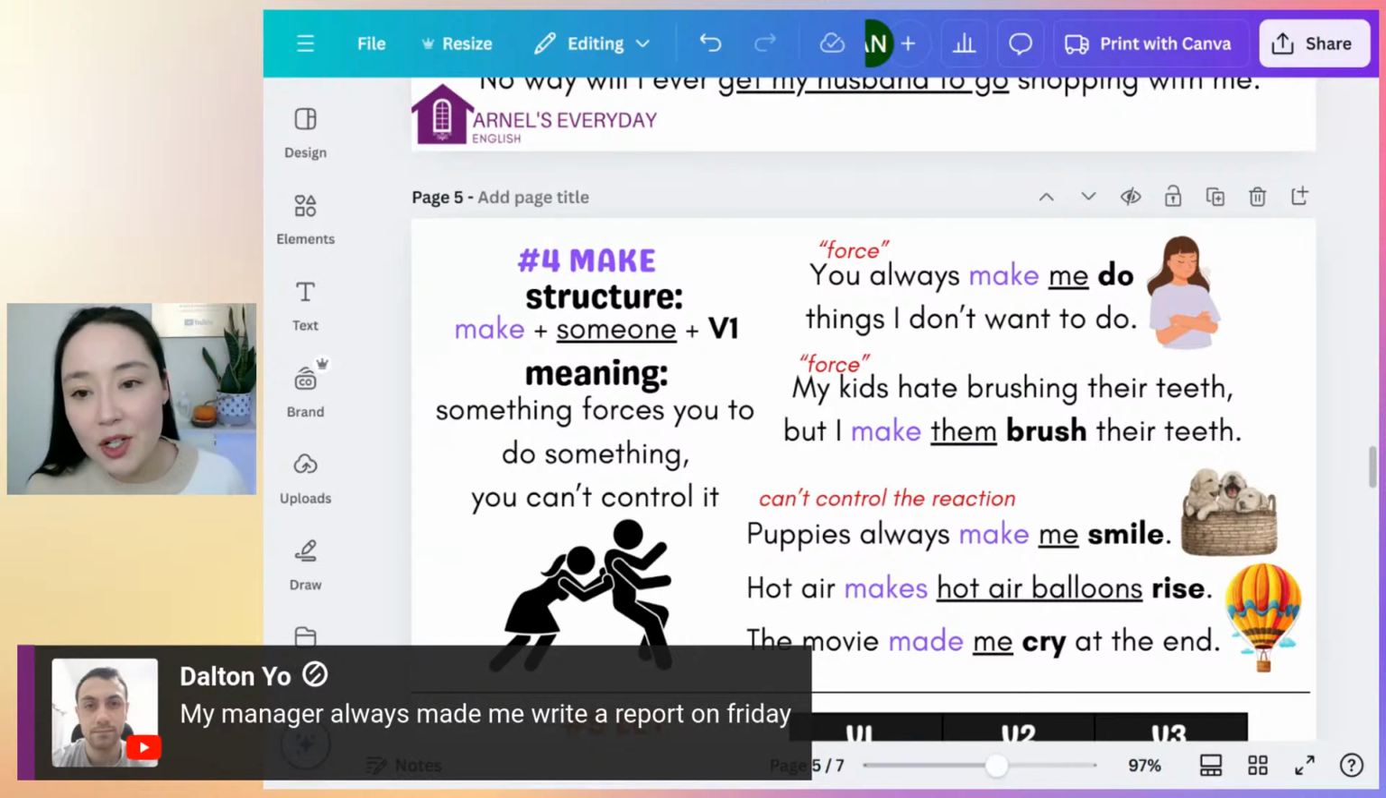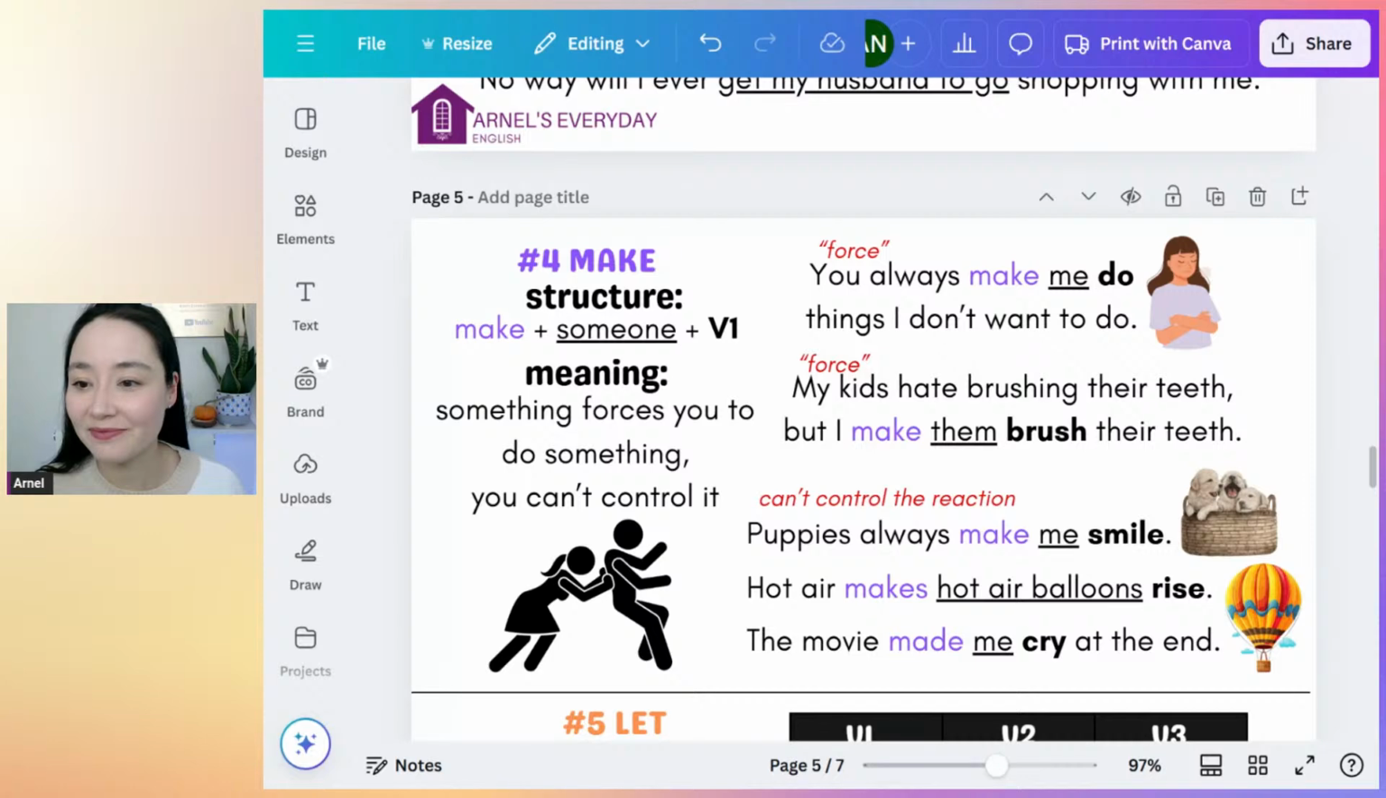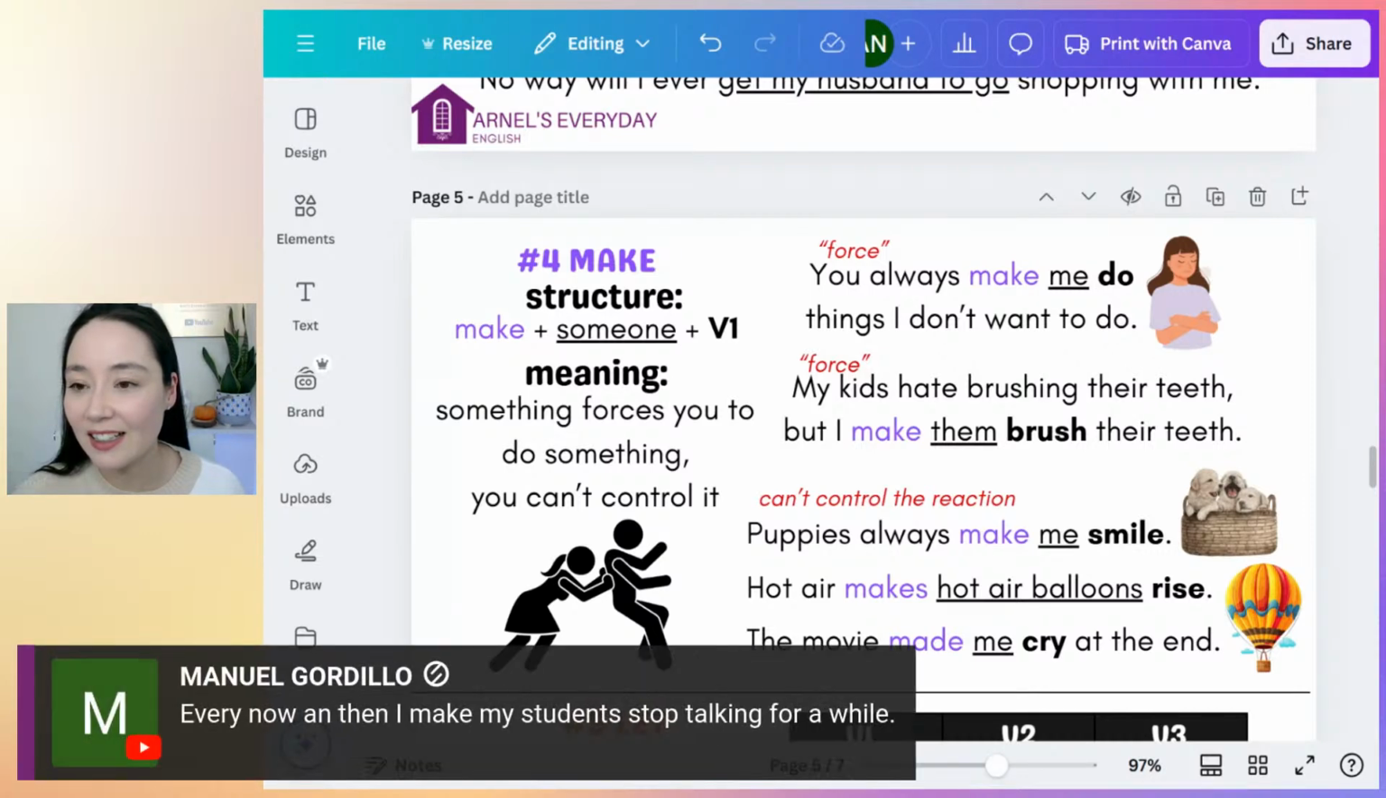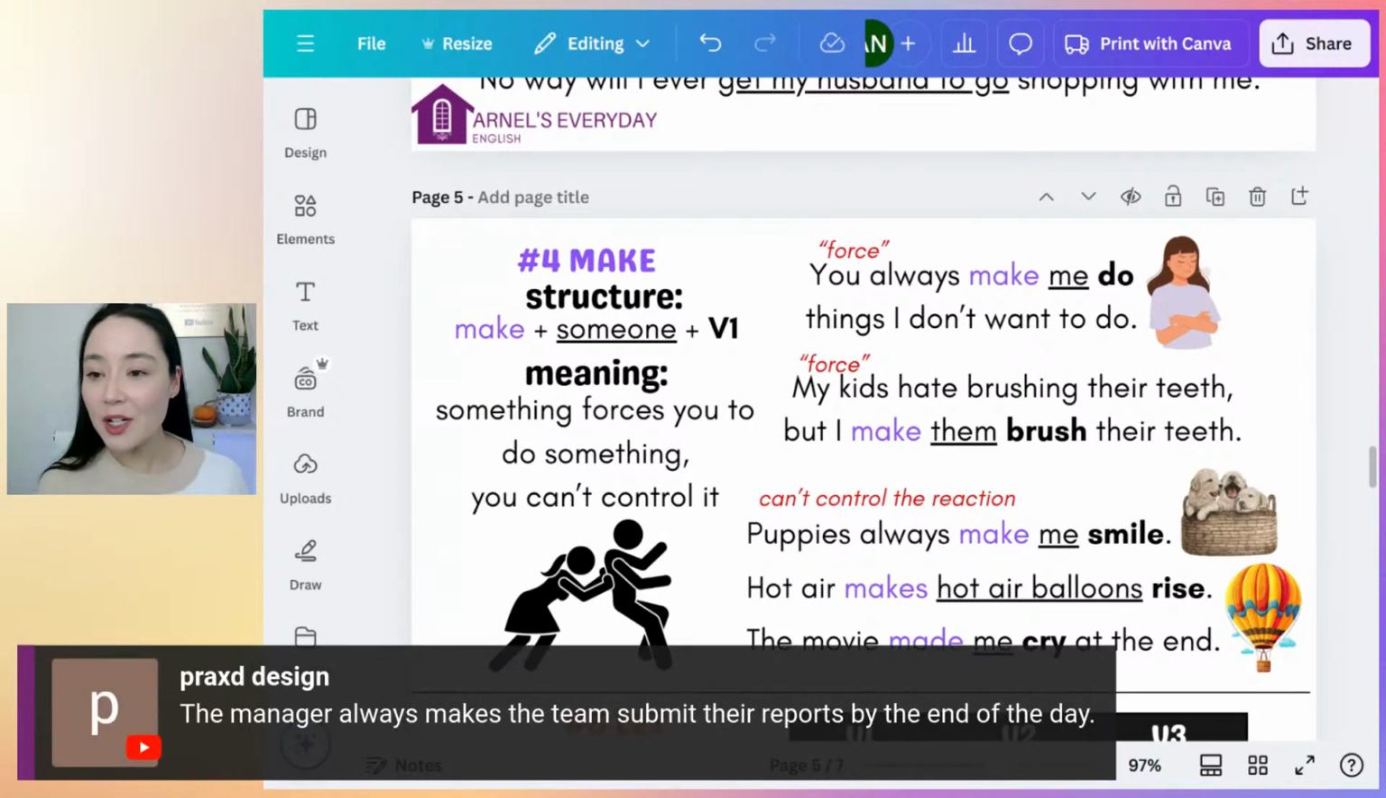Dalton, my manager always made me write a report on Friday. Yep, made me write a report. Really good. Good example, but not a good situation. Manuel says, every now and then, I make my students stop talking for a while. Yeah, sometimes that's necessary. Absolutely. The manager always makes the team submit their reports by the end of the day. Really nice, really good.